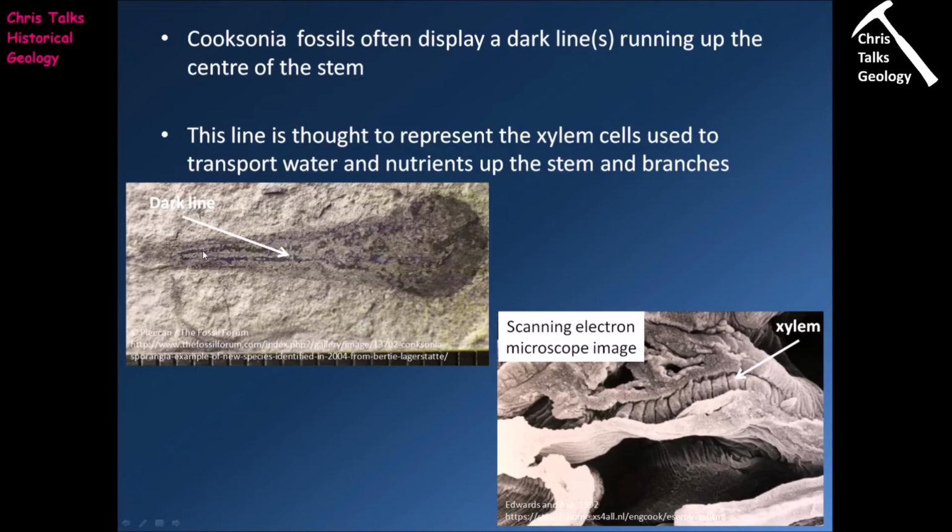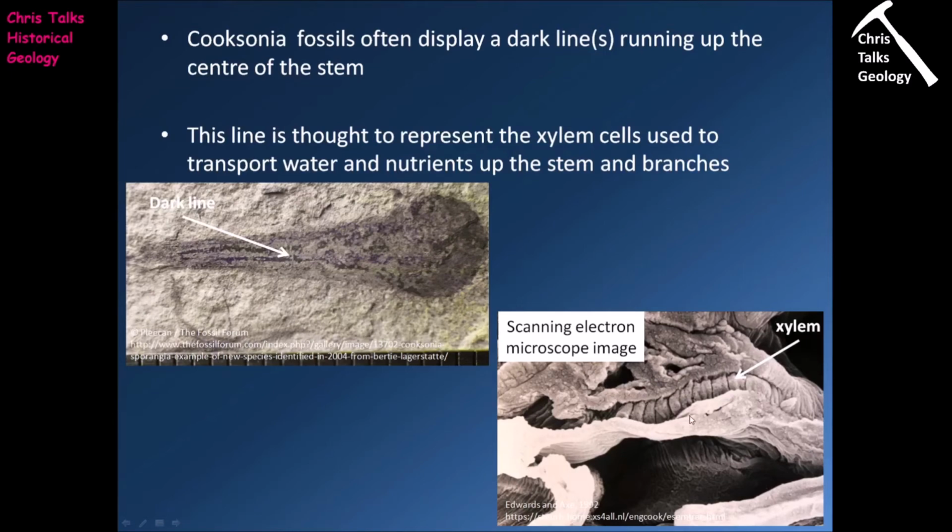Now, most of the time you would just look at those and assume they were some kind of relic of the fossilization process, but they're actually not. They're showing you the internal structure of the Cooksonia plant. So the lines we're looking at very likely represent xylem cells used to transport water and nutrients up the stem of the plant and branches. So these are the vascular cells.